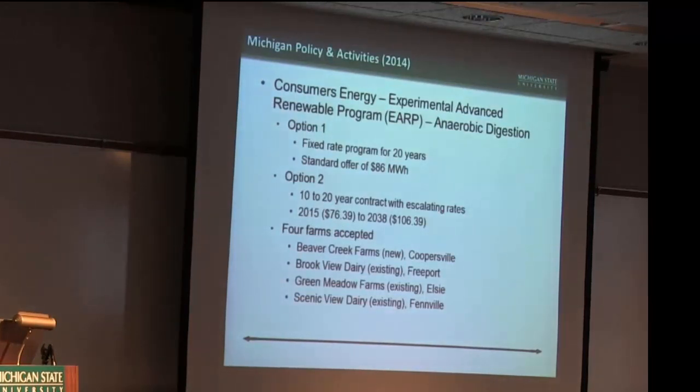2014 also saw another program, and this is more on the policy and the regulatory side. Consumers Energy entered into an agreement with Michigan Public Service Commission to develop what they call this Experimental Advanced Renewable Program for Anaerobic Digestion. And what this did was create a mechanism for digesters to get long-term 20-year contracts for energy sales, which is good. One of the challenges with it is the price was only $86 a megawatt or 8.6 cents a kW, which is okay.